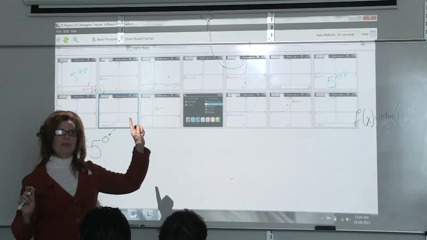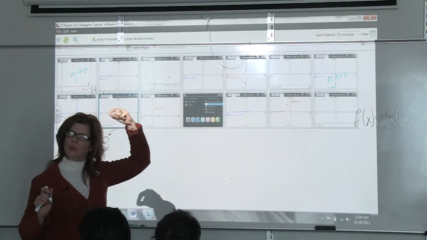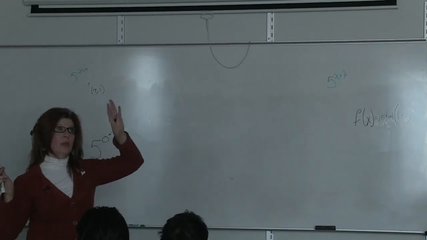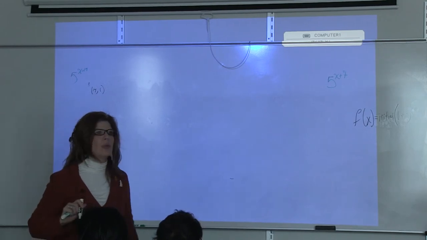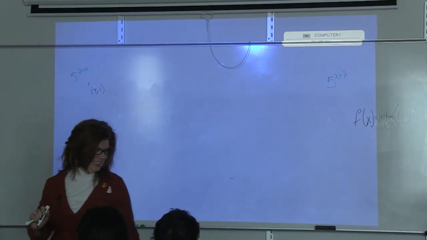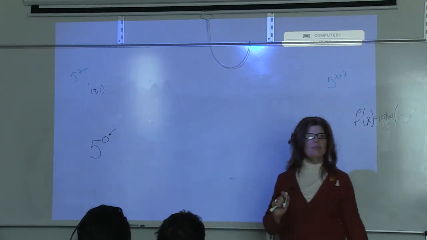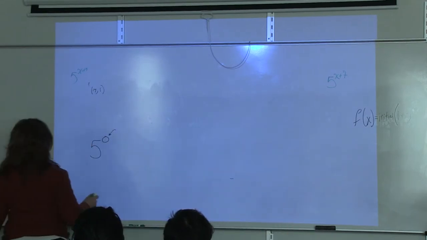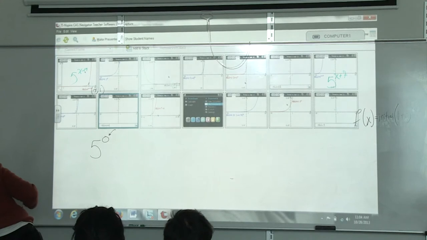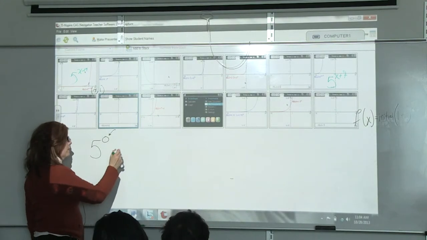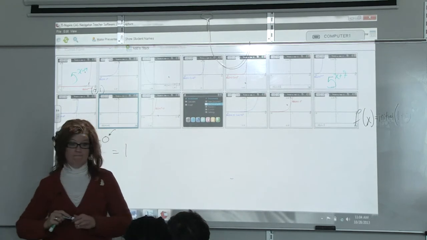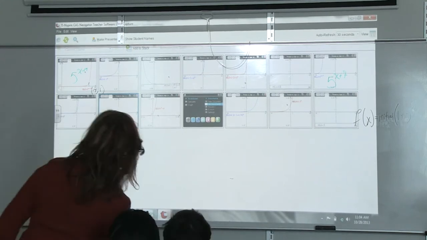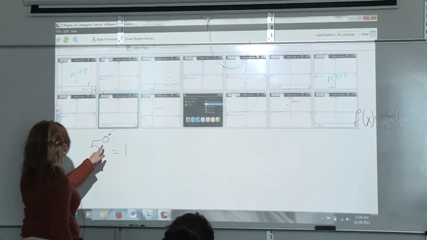But we have an exponent rule. If you dig way back into your algebra rules, anything to the zero power, except for zero to the zero, which is kind of weird, what is anything to the zero power? It's just one. Do you remember that? 5 to 0 is 1. If the exponent is zero, the power is one.